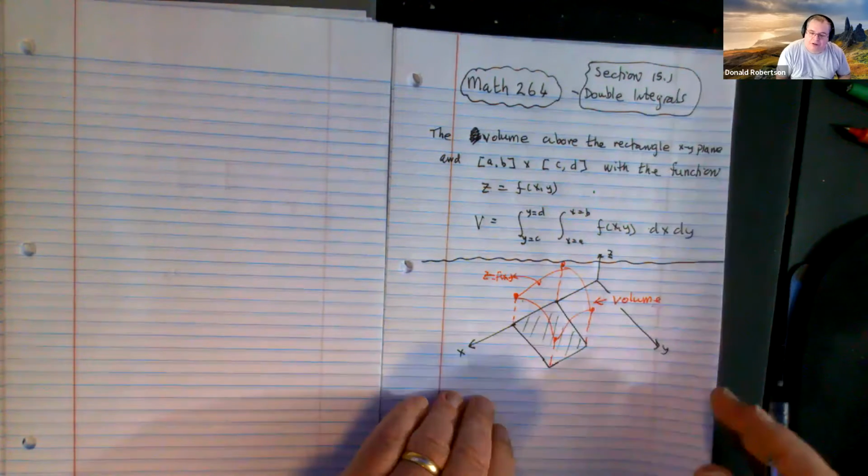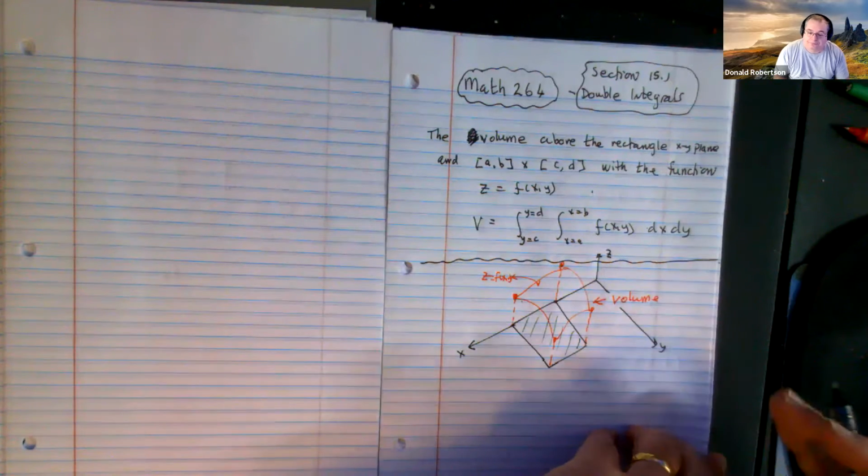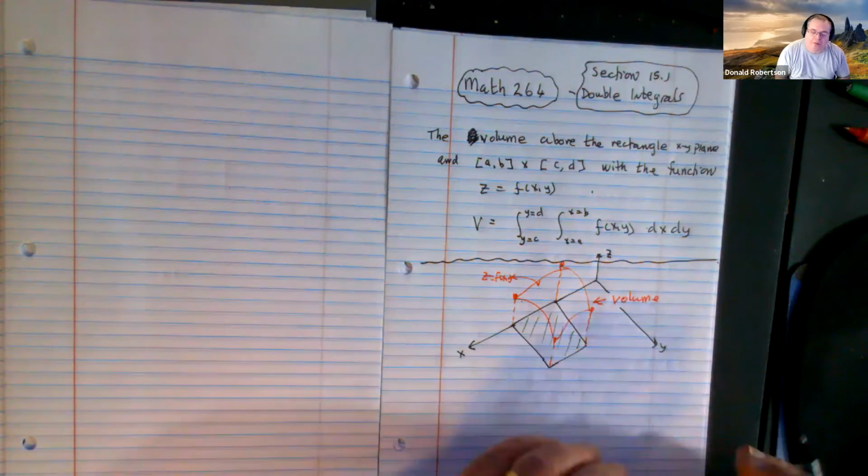Some of the questions in the homework ask you to find the volume of something, and this is essentially just a way of telling you that what you're being asked really to find is a double integral.